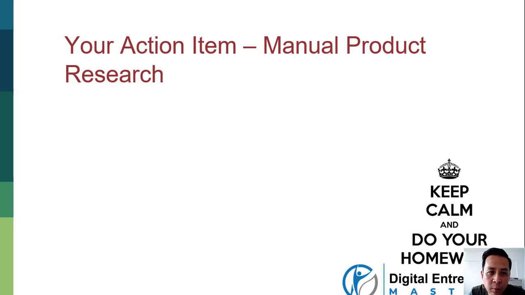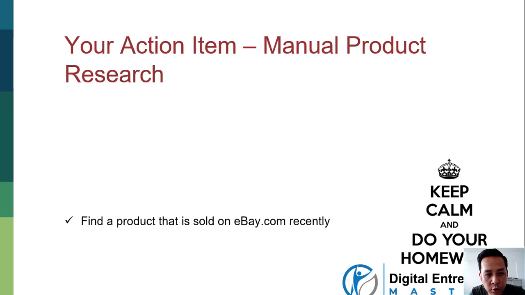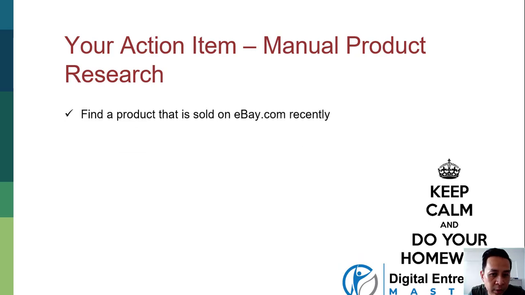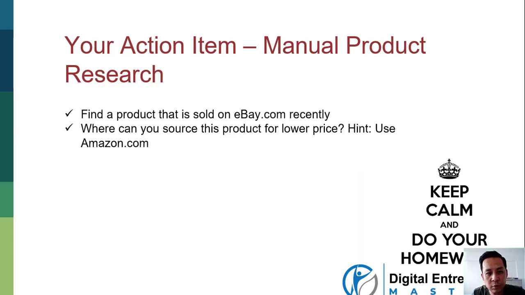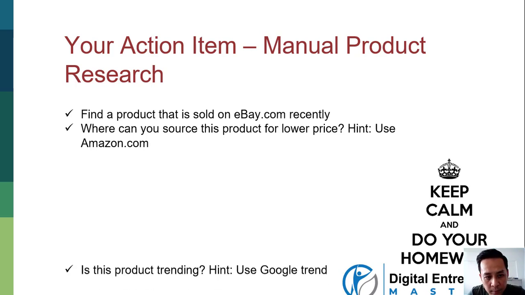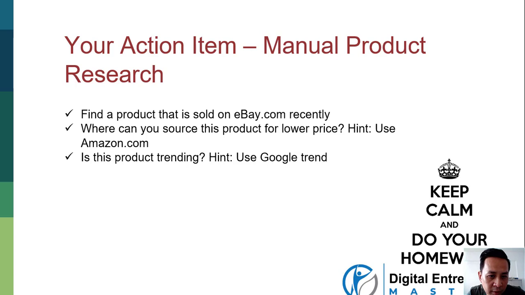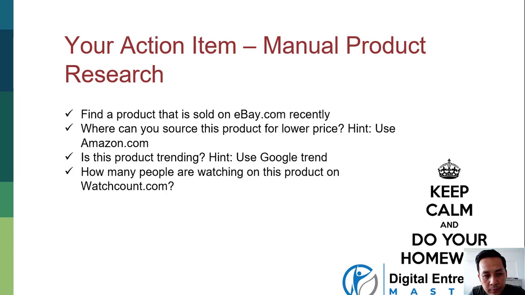Your action item number 1 is to do manual product research. Find a product that's sold on ebay.com, and then try to find the source of this product. You can begin with Amazon. Is this product trending? You can use the Google Trends I mentioned to you. If it's trending this month, then I would suggest you list it. If it's not, then take note of which month it trends. And can you tell me how many people are watching the particular product that you're interested in on watchcount.com?